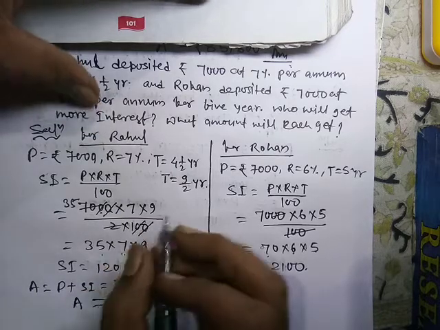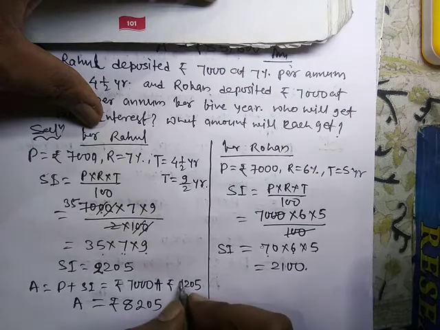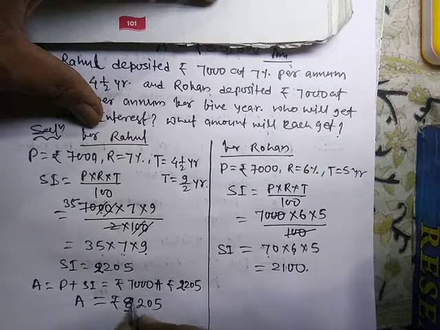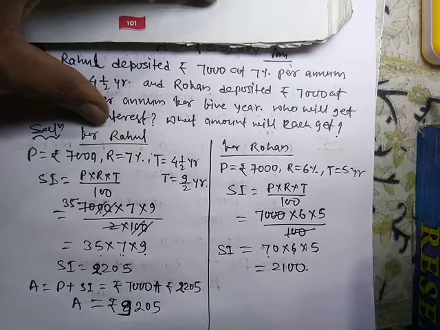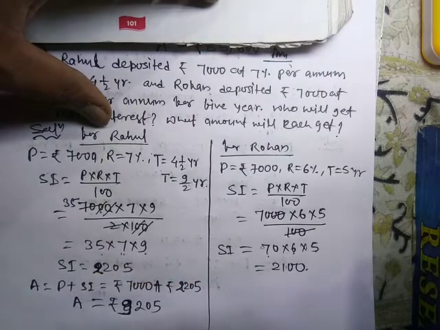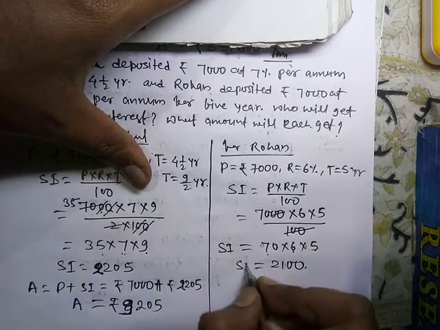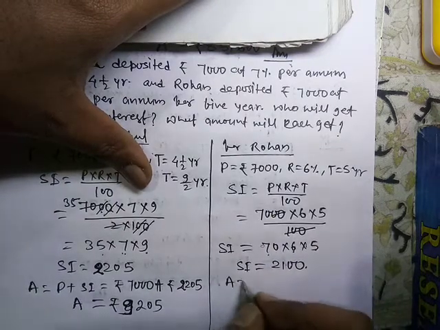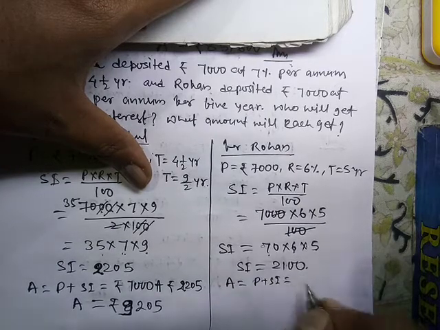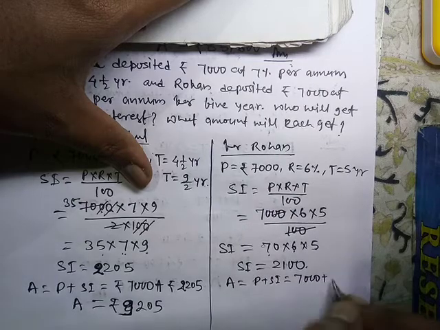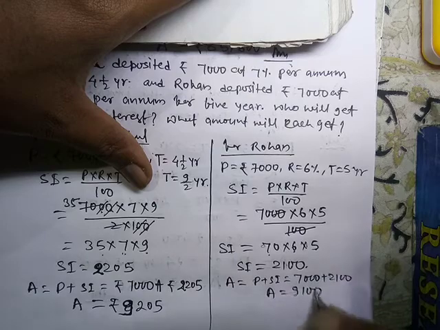In case of Rahul, here simple interest is 2,205. So we write 9,205. Amount is 9,205. Is it clear? Now for Rohan, simple interest is rupees 2100 and amount is equal to P plus SI. P is 7,000 and 2100. So amount is equal to 9,100.